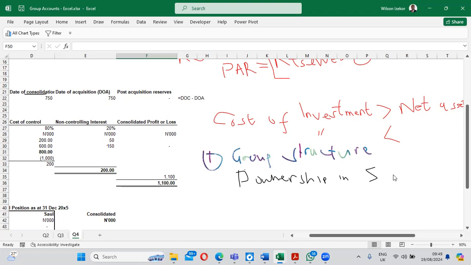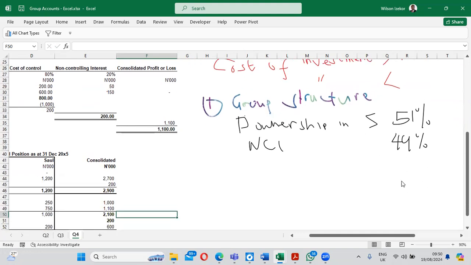Once you do that, let's say that one is 51%, it then means that your NCI will be what? 49%. Are you getting me now? So you must have that. And then number two is that you must prepare a table to show your post-acquisition reserves.